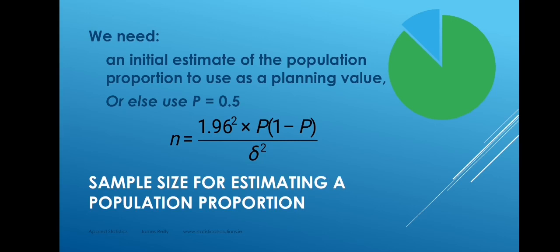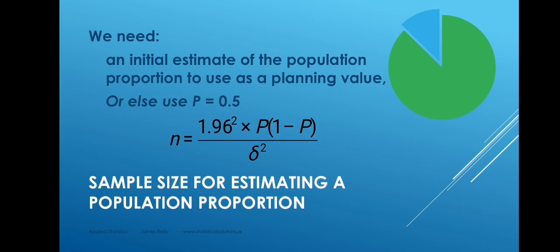So we may have some knowledge based on previous experience of that proportion. If it's the proportion of defective units from a manufacturing process, or the proportion of voters who support a certain political party, we will have historic evidence to give us an idea of what that proportion might be. If we have no idea what the proportion is, we can simply use as a planning value the value 0.5.